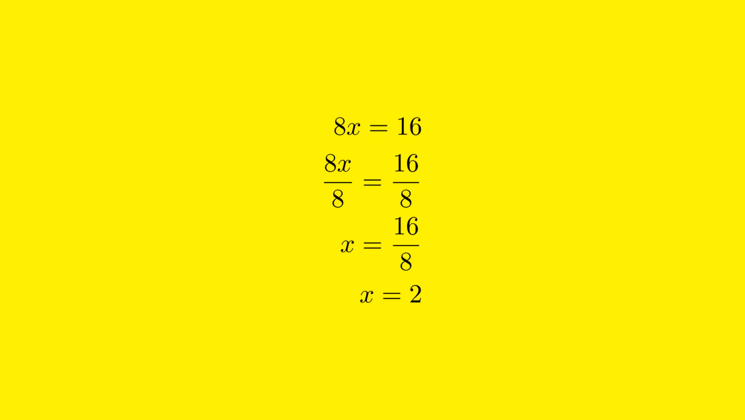Dividing by 8 will cancel out the multiplication by 8 on the left side, starting with 8x equals 16. We divide both sides by 8. 8x divided by 8 equals 16 divided by 8. On the left side, 8 divided by 8 is 1, so we are left with x equals 16 divided by 8. 16 divided by 8 is 2, therefore x equals 2. This is the final step, and now we have the solution. The value of x is 2.